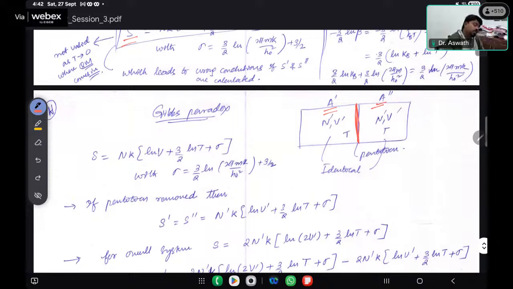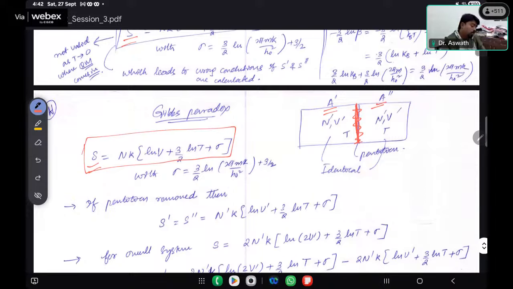Usually, if everything is the same, when I remove the partition, what will I feel? I'll feel everything is the same. There may not be any change in the system, no change in orderliness. But what happens? Let's use my entropy equation from the partition function. This is the expression we have.